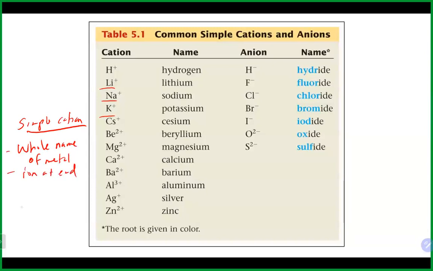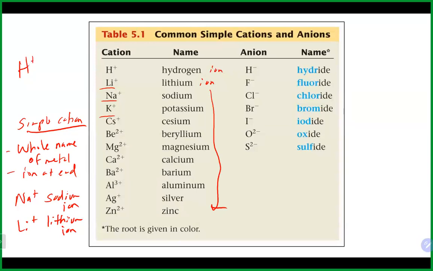So as we can see there, Na+ is the sodium ion. We have our Li+, which is the lithium ion. And obviously you can put "ion" at the end of all these in the table all the way down. Here, we also have H+, and we still just use the name of the element, which is the hydrogen ion.